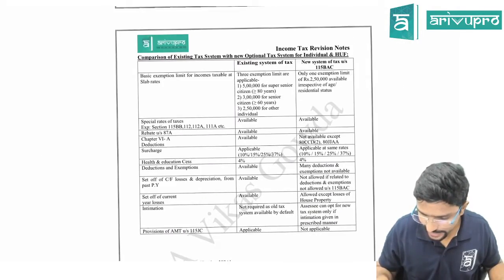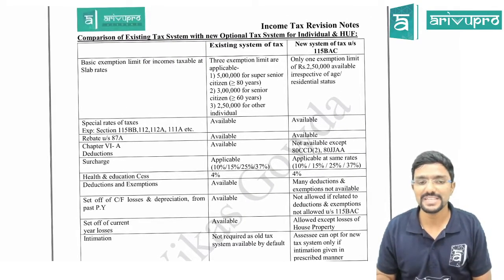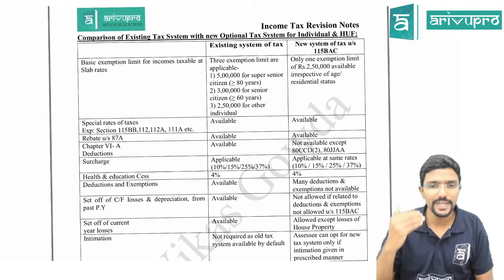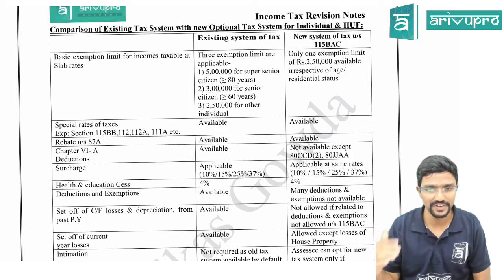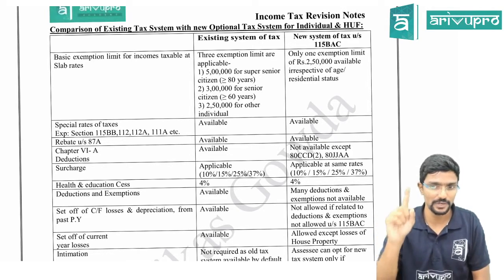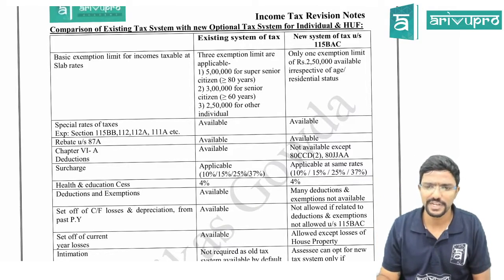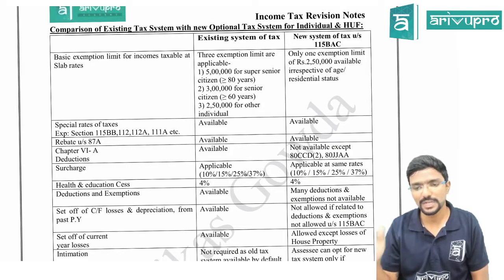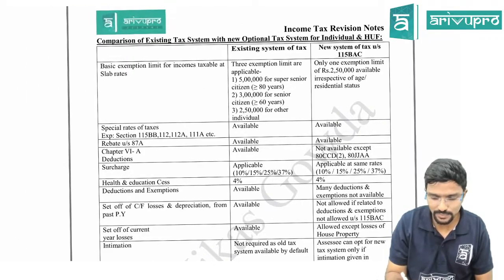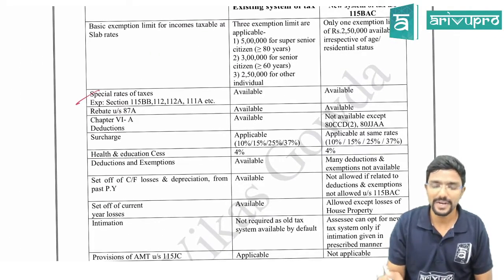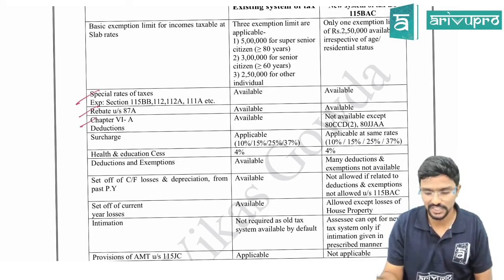Next, comparison. A quick comparison between the old scheme and new scheme. See, under the old scheme, the basic exemption limit is 2,50,000 or 3 lakh or 5 lakh depending upon the age of the individual. Only for individual that benefit is given, that too for resident individual. Please be careful. Whereas under the new scheme, it is always 2,50,000 irrespective of your age. Clear? Then special rates are applicable both under new scheme as well as old scheme. Special rates are same. Then rebate is also same under old scheme as well as new scheme. There is no change.